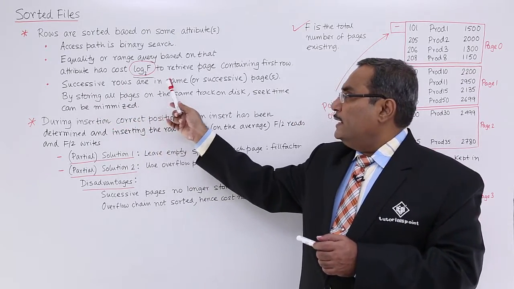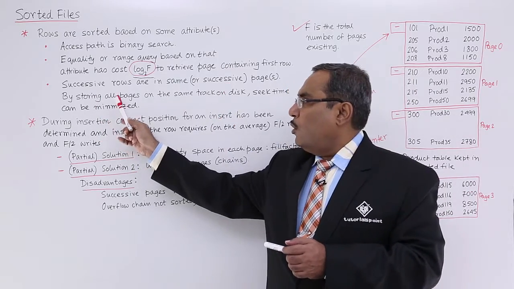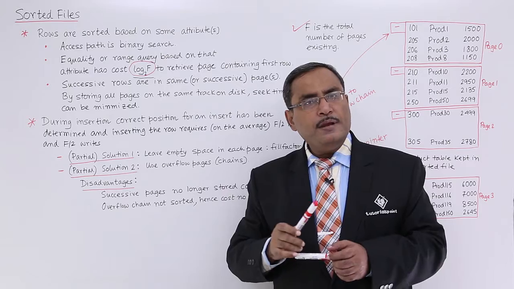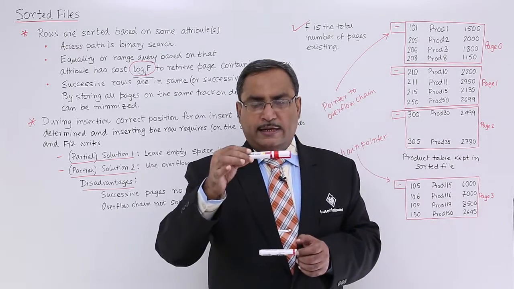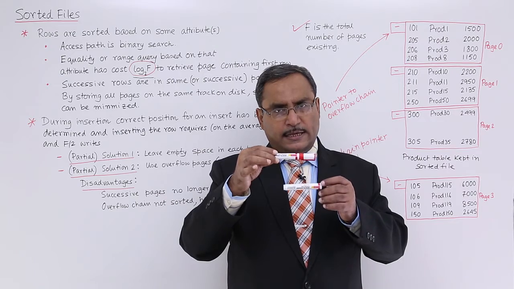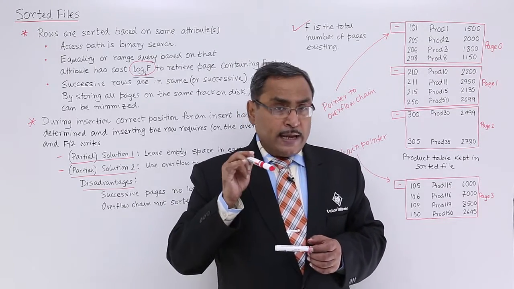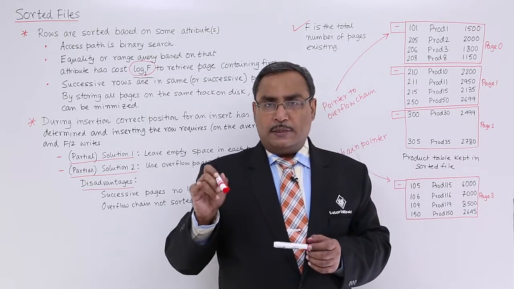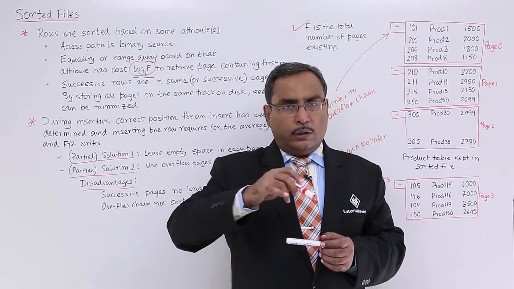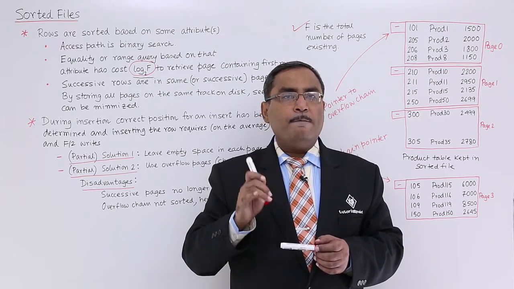Successive rows are in the same or in the successive pages. By storing all pages on the same track on disk, seek time can be minimized. So now you see it is the first tuple of the range, and other tuples might exist in the same page or in the successive pages. If we can keep all these records in the same order on the same track of a disk, then the seek time can be minimized.